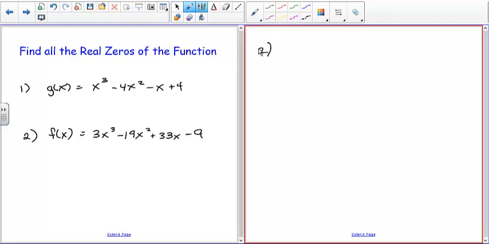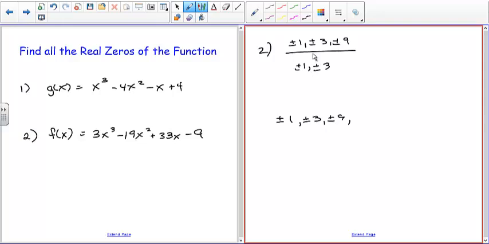Okay, so number 2. Again, you're going to look at the factors of 9, which are 1, 3, and 9. So you get plus or minus 1, plus or minus 3, plus or minus 9, all divided by the factors of 3, which are plus or minus 1 and plus or minus 3. So let's start with 1 in the denominator. Plus or minus 1 divided by plus or minus 1 is plus or minus 1. Plus or minus 3 divided by plus or minus 1 is plus or minus 3. And plus or minus 9 divided by plus or minus 1 is plus or minus 9.